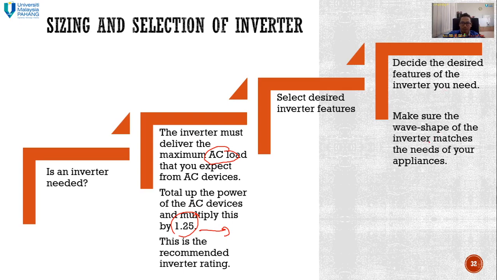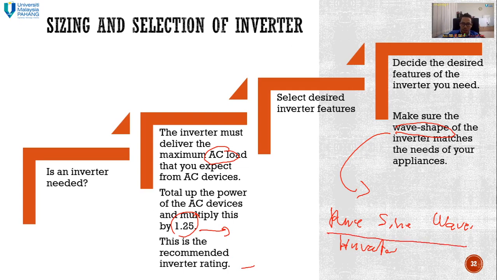Make sure the wave shape of the inverter matches the needs of your appliance. Do you understand what this is? So usually we call that a pure sine wave inverter. Okay, this is the tip. If you are going to buy the inverter online, please make sure you search for these keywords. Make sure your search must include pure sine wave, because it is written here: make sure the wave shape of the inverter matches the needs of your appliances. So look for the pure sine wave inverter.